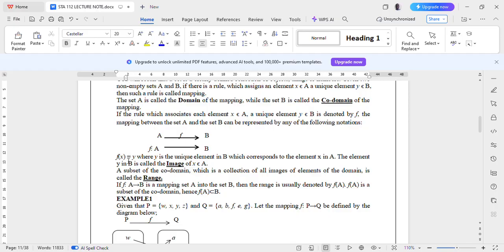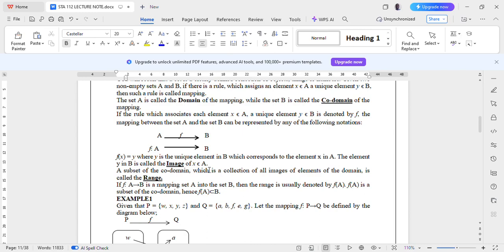So f of x means y is a function of x, which means that y depends on x. Here y is the unique element in B which corresponds to the element x in A. The element y in B is called the image of x in A.